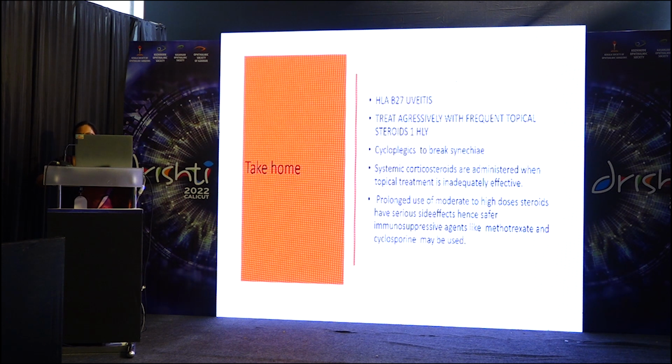Aggressive topical steroids 1 hourly with cycloplegics to break the synechiae, and systemic corticosteroids in case your topical treatment is ineffective. As there might be a need for a longer period of high-dose steroids, immunosuppressants are added.